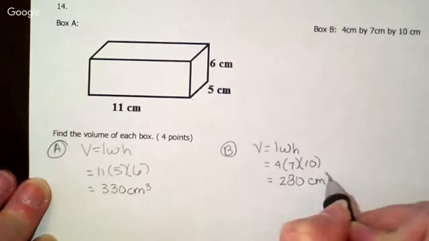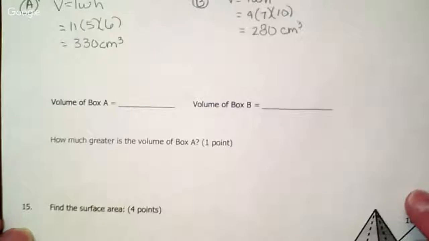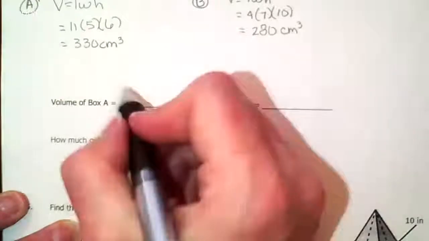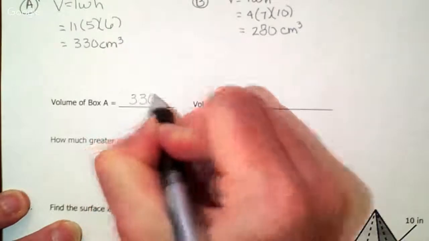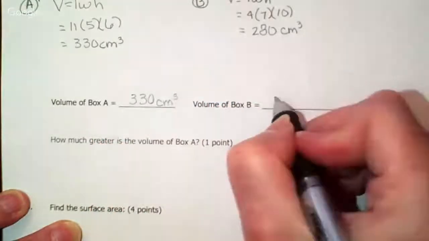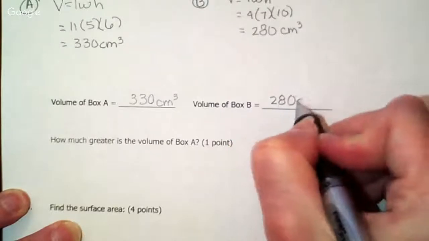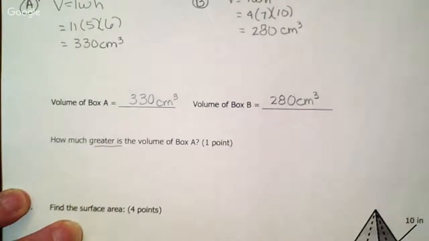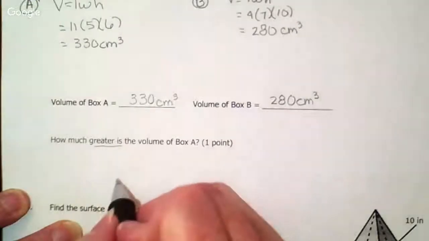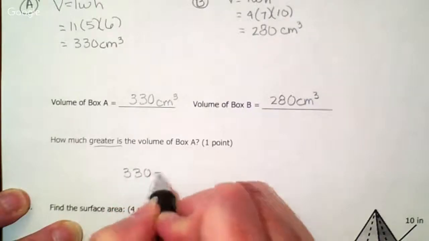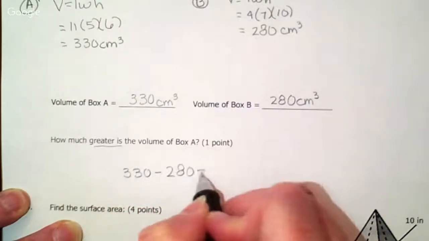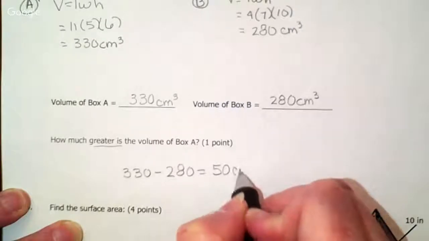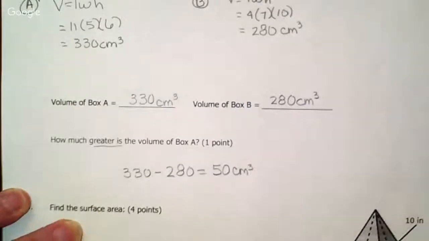centimeters cubed. And I'm going to move this down because you do have some additional work you need to do. It says here for volume of box A, we've got 330 centimeters cubed to 280 centimeters cubed. And it says how much greater is the volume of box A to box B. So we need to subtract those, which is 50 centimeters cubed. You're basically just subtracting those.